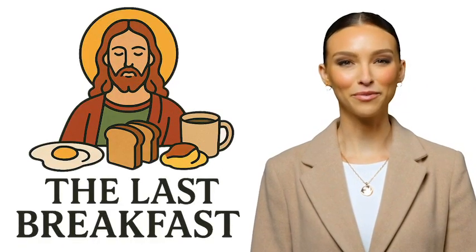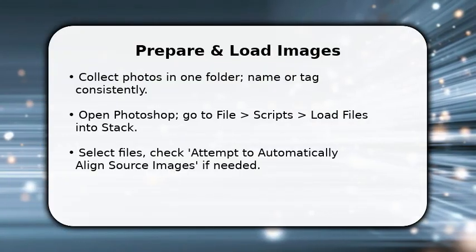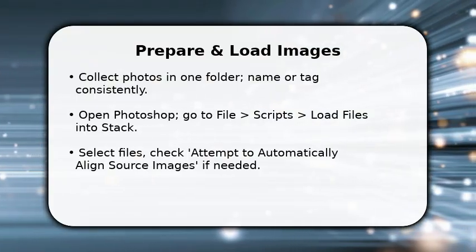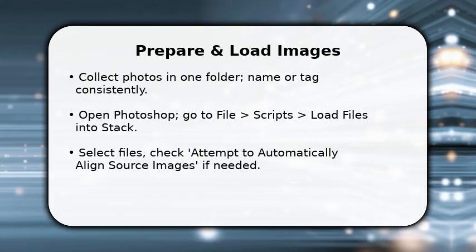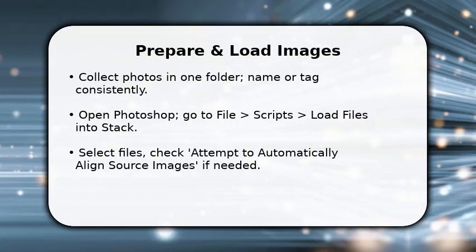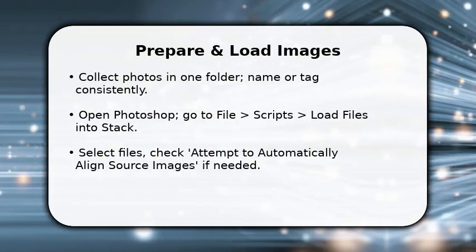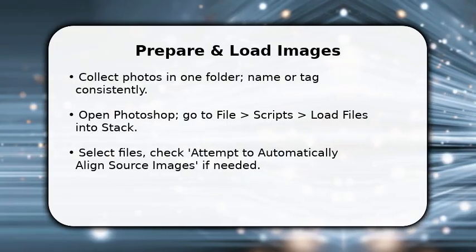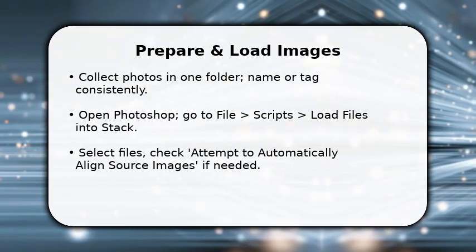Please enjoy the video. You start by gathering the images and loading them into a single stack. Open Photoshop and use File, Scripts, Load Files into Stack, then choose your folder. Once done, check "Attempt to automatically align source images" only if shots vary in framing. This helps masks align. Make sure layers are ordered logically and visible.